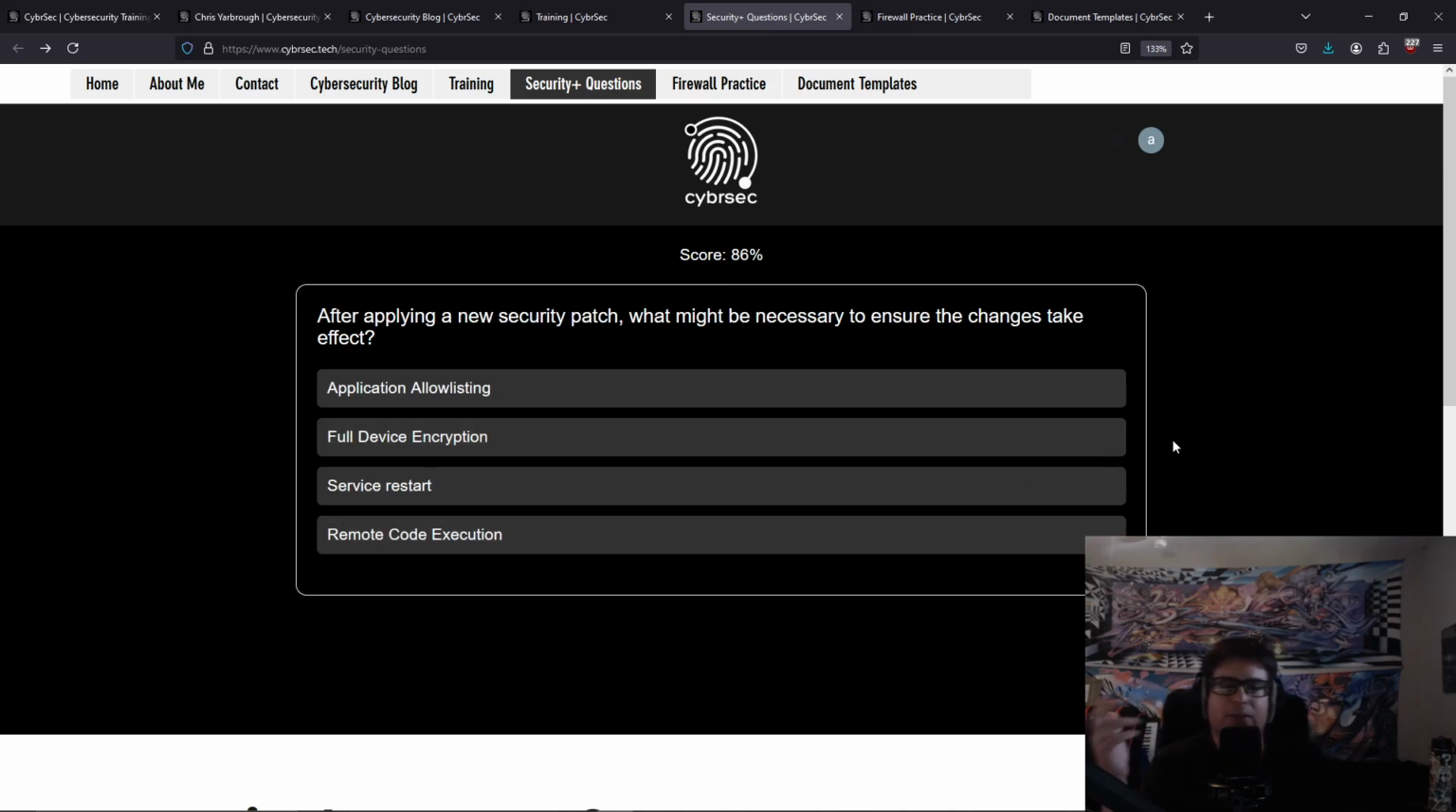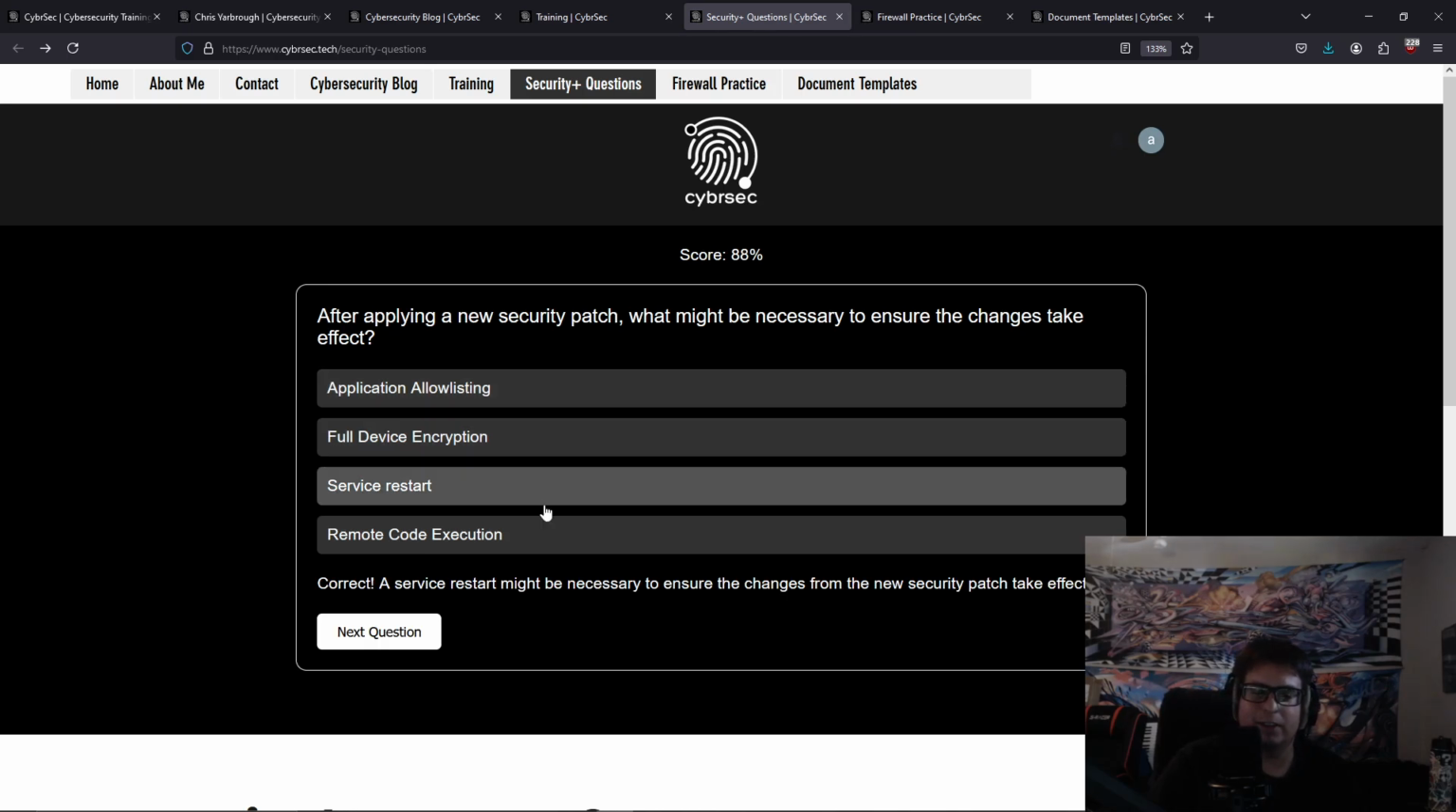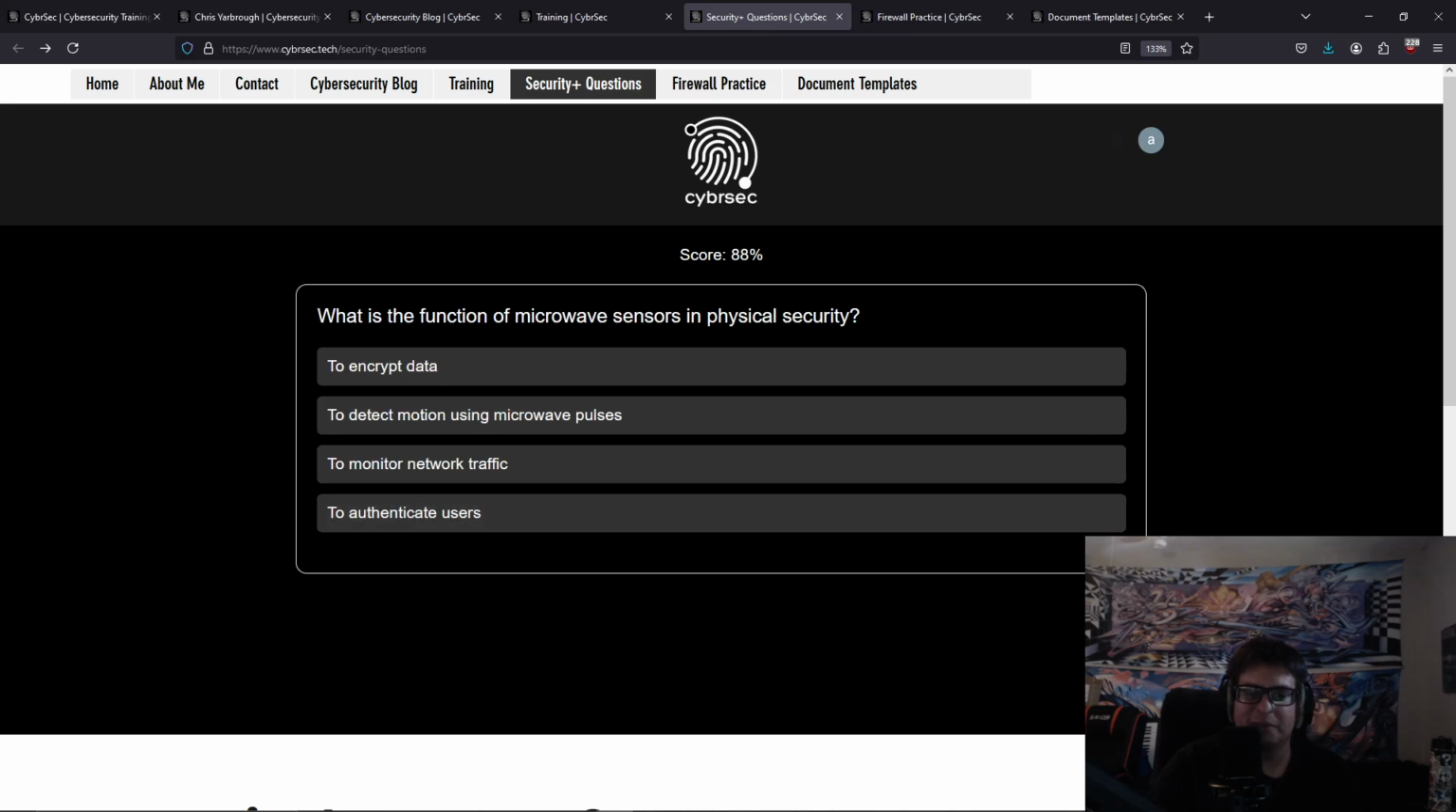After applying a new security patch, what might be necessary to ensure that changes take effect? Restart the services. Solid restart, correct. Service restart might be necessary to ensure the changes from the new security patch take effect. So far, so good. That one is just messing me up. I'm just gonna delete this whole video and start over.